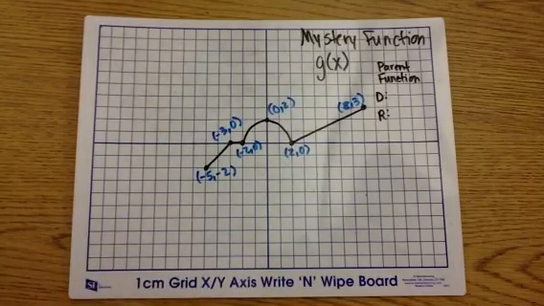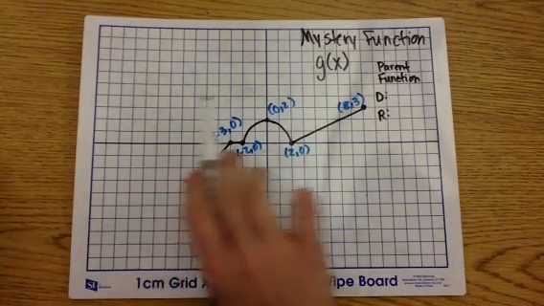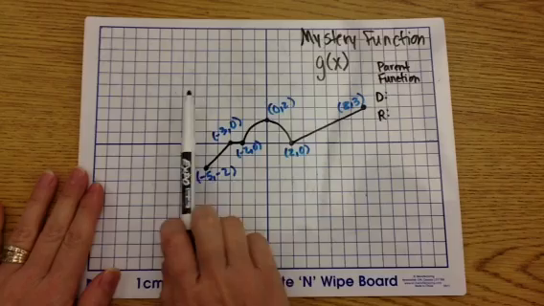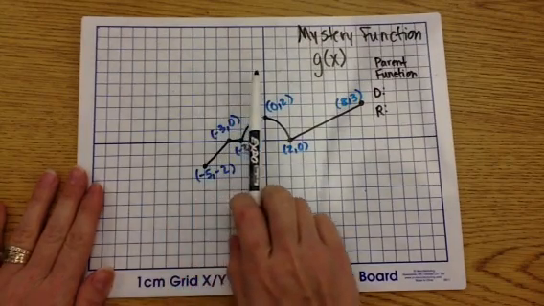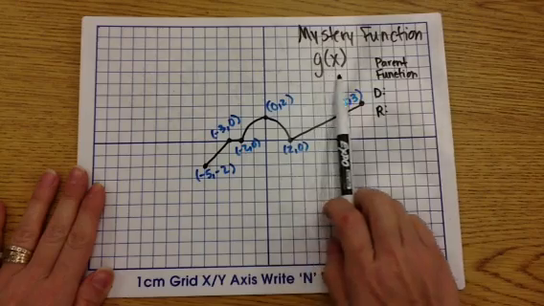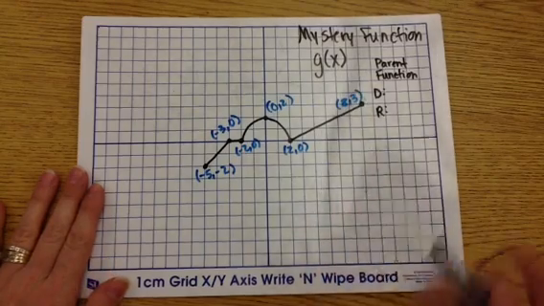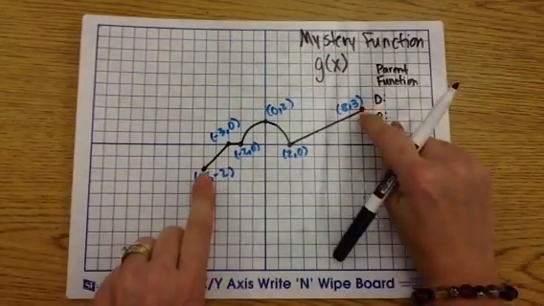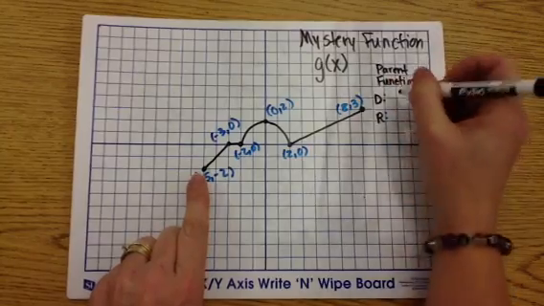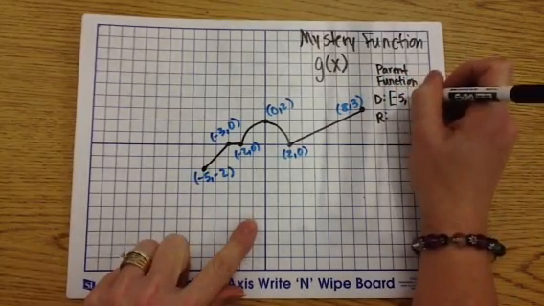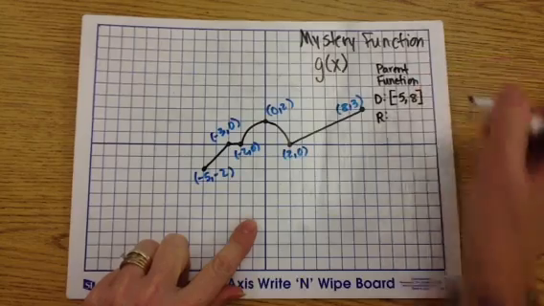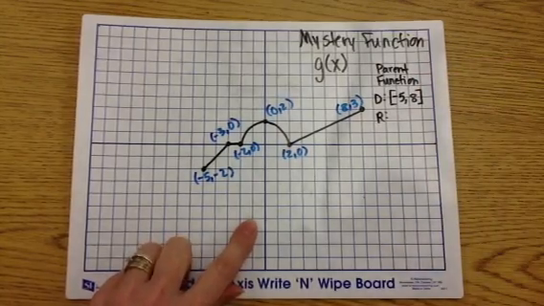So domain, we're going to scan the graph from left to right. The first x value we come across is right here at -5, and it's continuous all the way through the last x value of 8. Since there are closed circles at both of the endpoints, the domain will be from the bracket of -5 to 8, again with a bracket because of the closed dots.